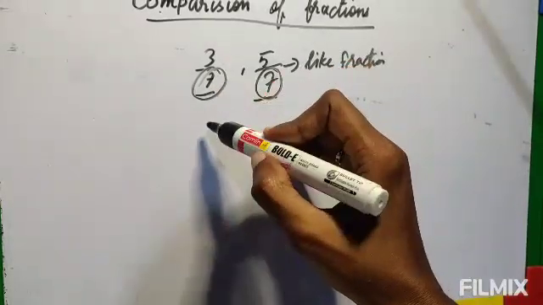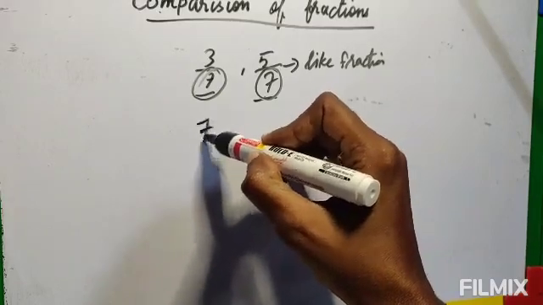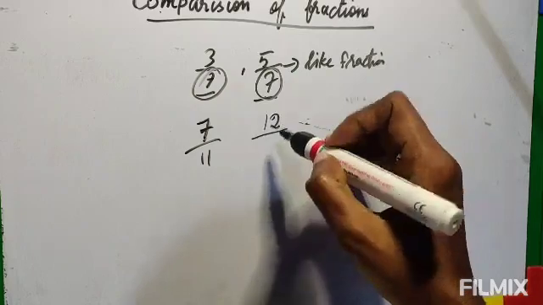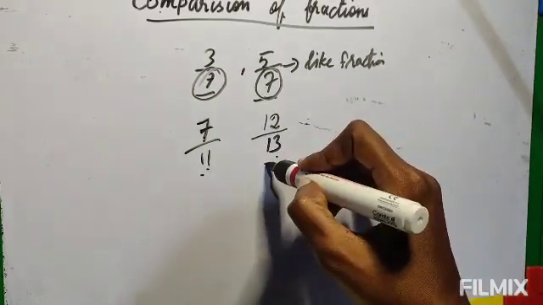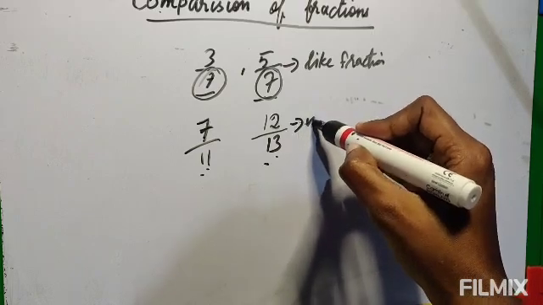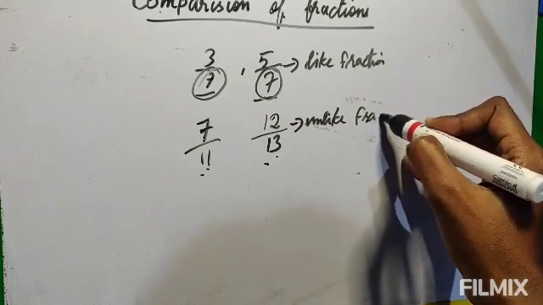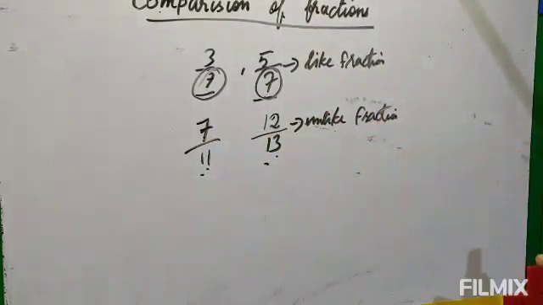Okay, suppose we have 7 by 11 and 12 by 13. Now if you see, both have different denominators, so they are called unlike fractions. Okay, so now you know what is a like fraction and what is an unlike fraction.